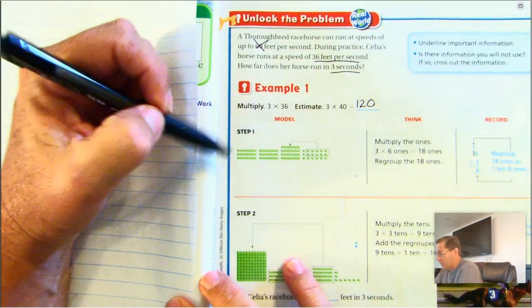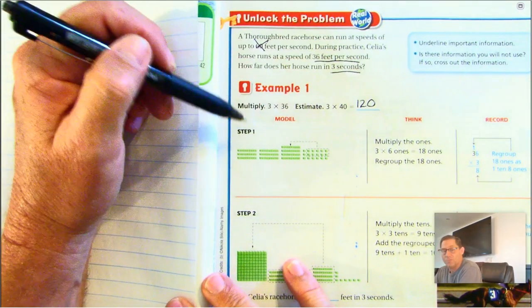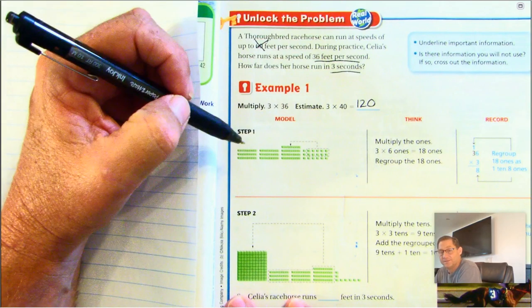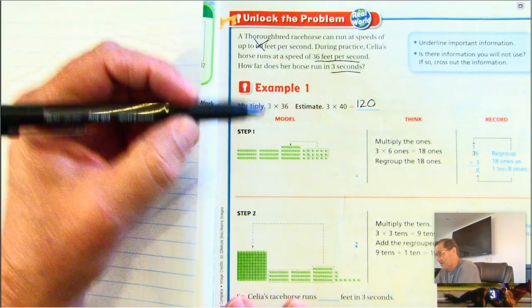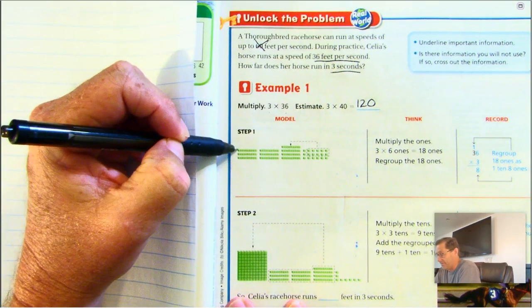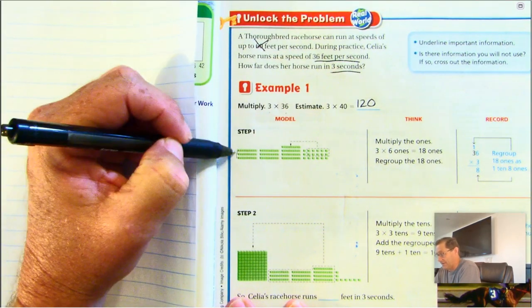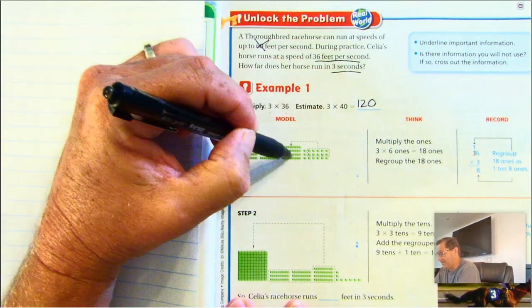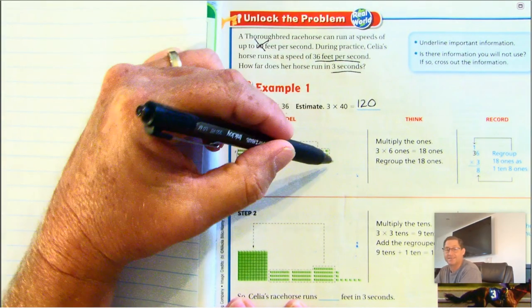And we can model our multiplication of 2-digit by 1-digit by using base 10 blocks. So we have 3 sets of 36. So you see that we have 10, 20, 36, 10, 20, 36, 10, 20, 36.